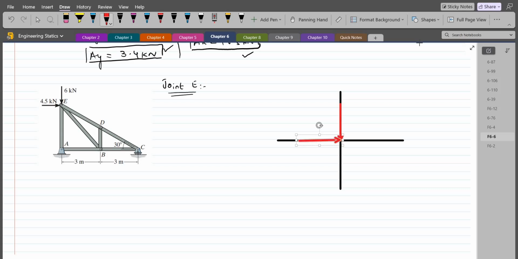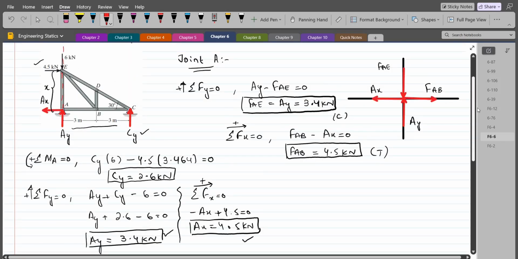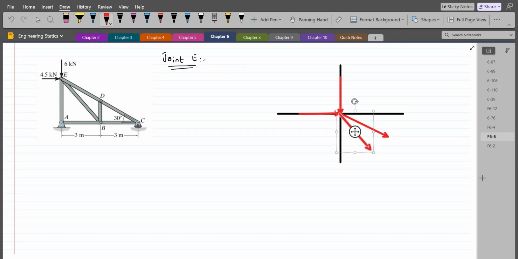I have a force due to this member ED, and I am assuming it as a tensile force. I have a force due to this member EB, and I am also considering it as a tensile force. Similarly, I have a force due to this member AE, and the force AE is a compressive force, so acting towards the point E. Let's label them.